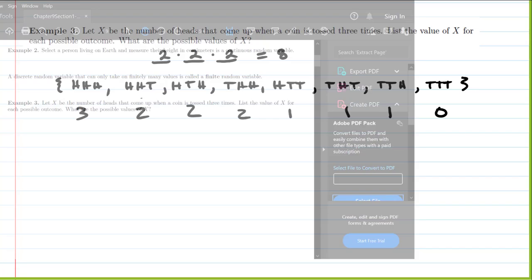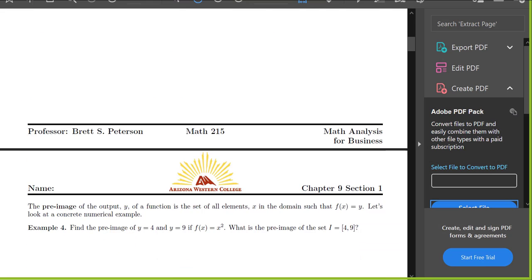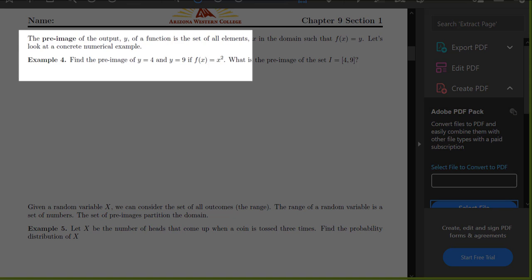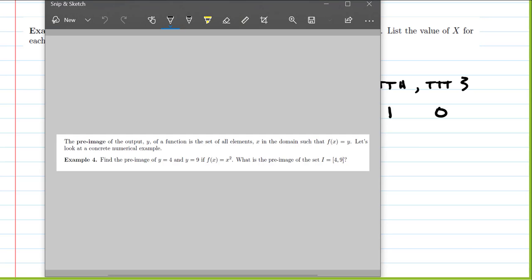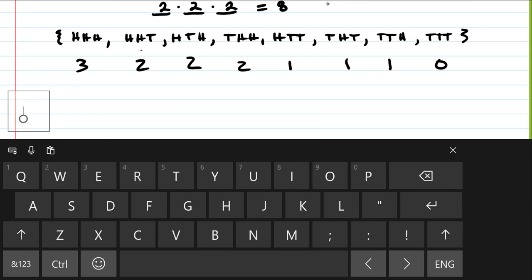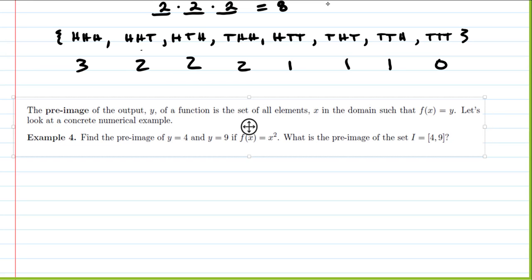All right, so furthering this, if we wanted to, we could organize these things together by their values, if we felt so inclined. All right, we need another definition now. So the pre-image of an output y of a function is the set of all elements x in the domain such that f of x is equal to y.